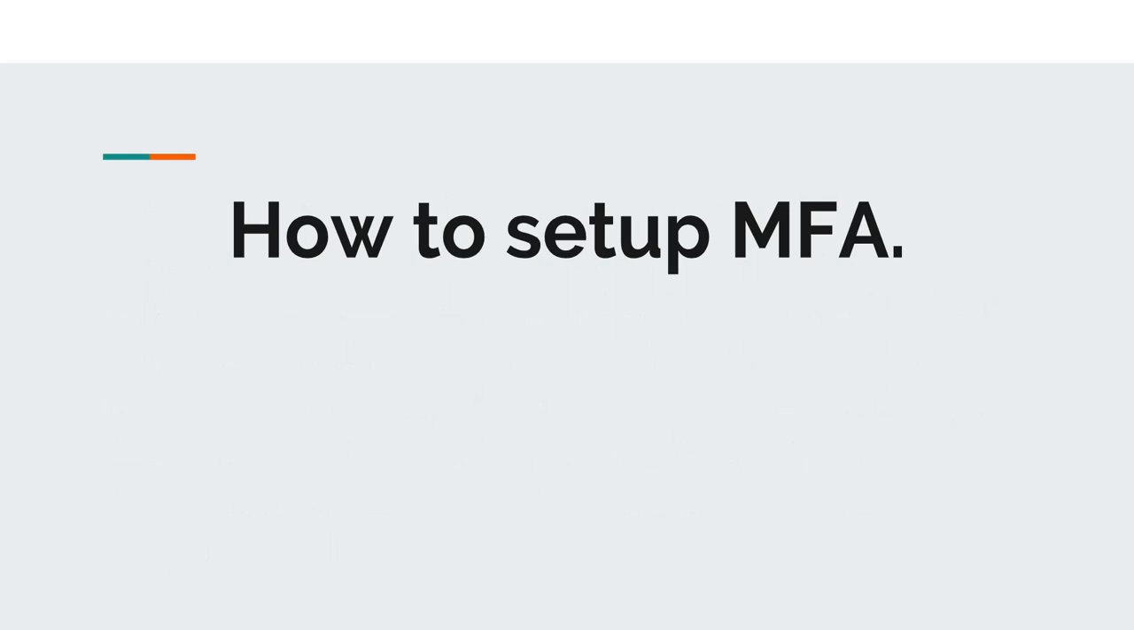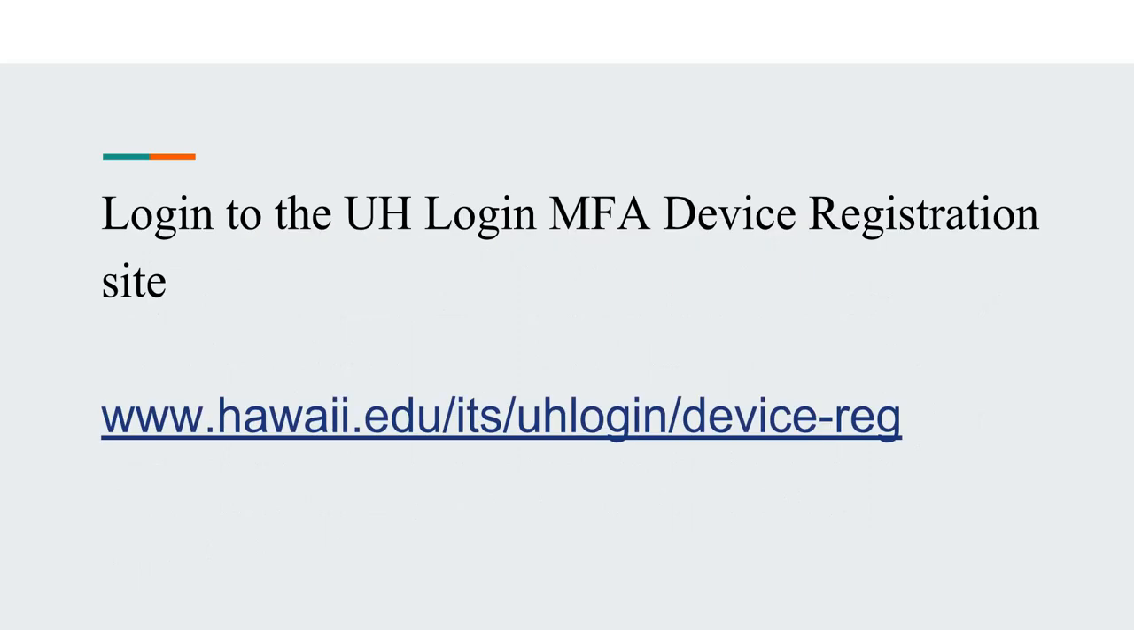Now I'll go through how to set up MFA. You can go to this link and it'll give you step-by-step instructions on how to set up and register your devices. You should think of two ways to register, two devices to register, in case you get locked out of one. You can use the second way to get into your account so you're not stuck.